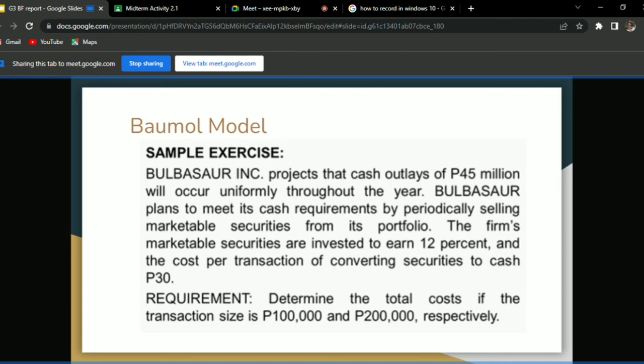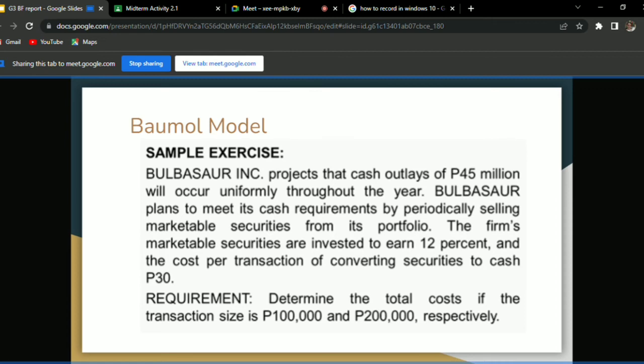Ato ni basahon tarong kay dili maglibog-libog kasagara. The firm's marketable securities are invested to earn 12% per annum, and the cost per transaction of converting securities to cash is 30 pesos. The requirement: determine the total cost if the transaction size is 100,000 and 200,000 respectively.